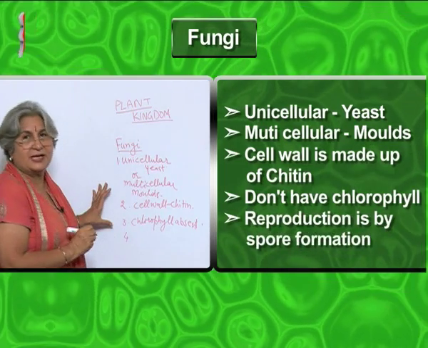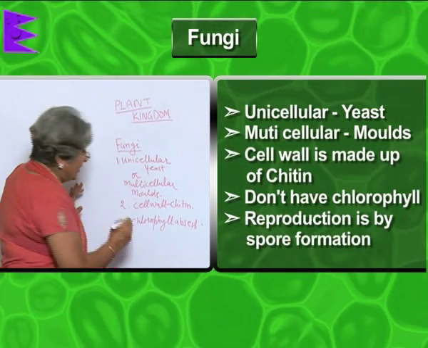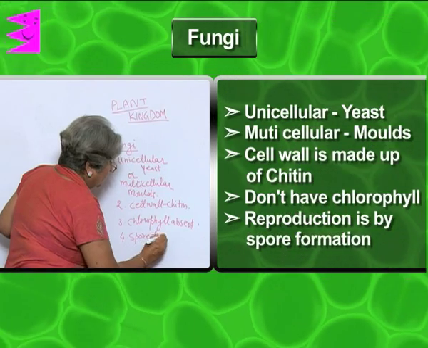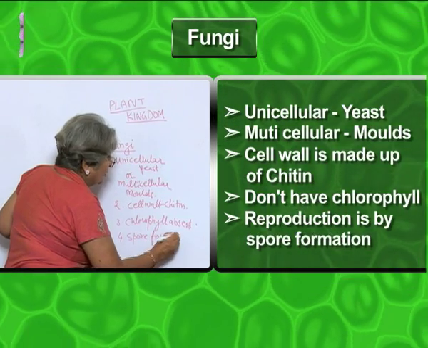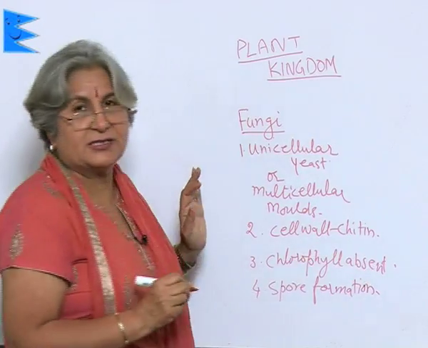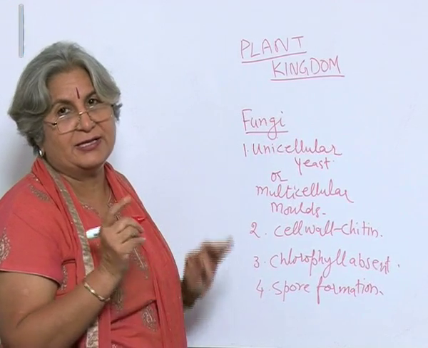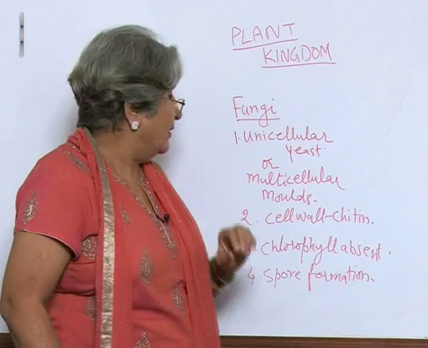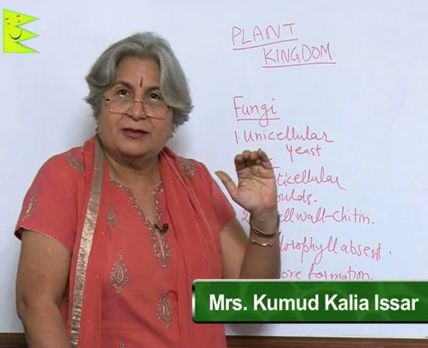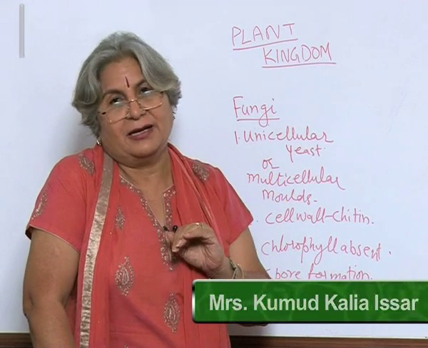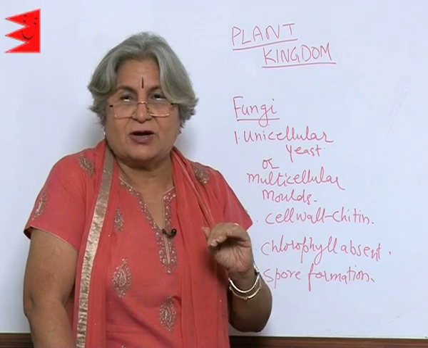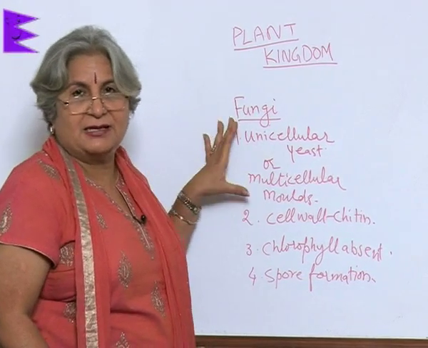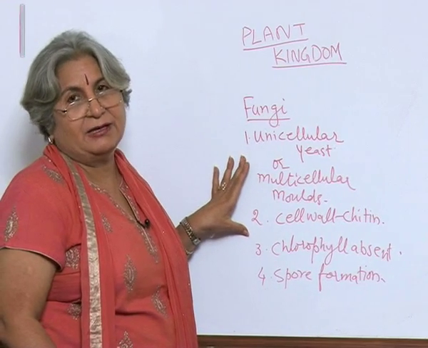Their reproduction is by spore formation, while in the case of Protista and Monera, it is by fission. Now, originally Haeckel considered fungi and Monera in plant kingdom, and Protista was considered in the animal kingdom. But now these are considered as separate three divisions.